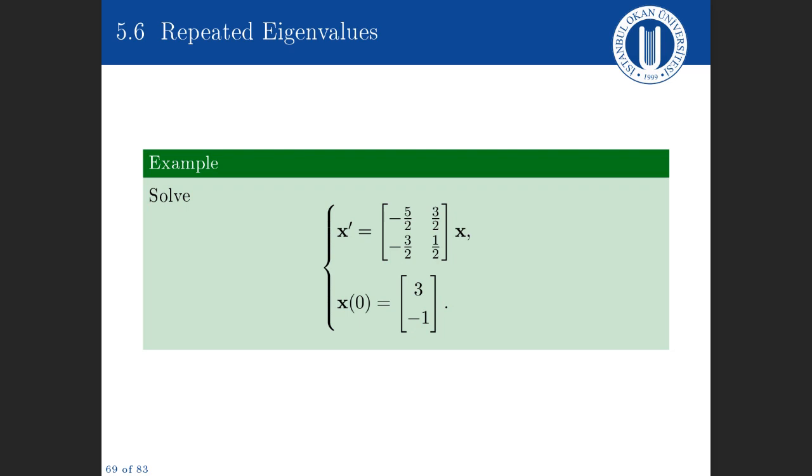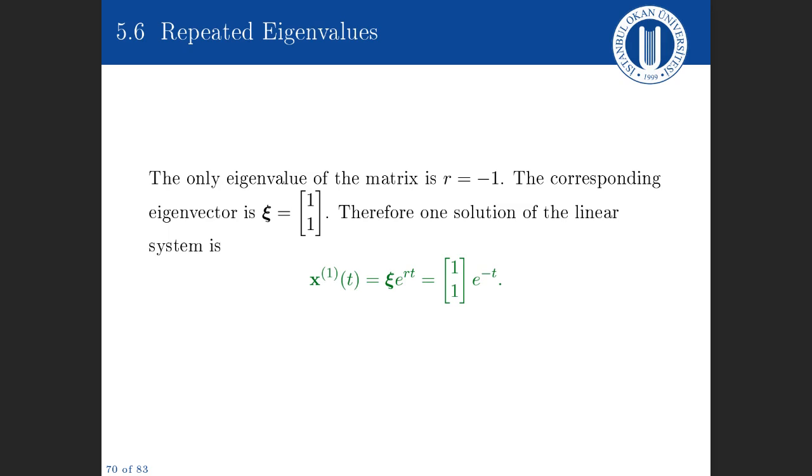Okay, let's do an example. Solve x prime is equal to the matrix minus 5 over 2, 3 over 2, minus 3 over 2, 1 over 2, times x, with the initial condition 3, minus 1. Step 1 is to find the eigenvalues and the eigenvectors, and I'm just going to tell you the answer. For this matrix, there's only one eigenvalue, a repeated eigenvalue, which is minus 1. And there's only one linearly independent eigenvector. We could take 1, 1. So straight away, we could write down one solution of this linear system, 1, 1 e to the power minus t.